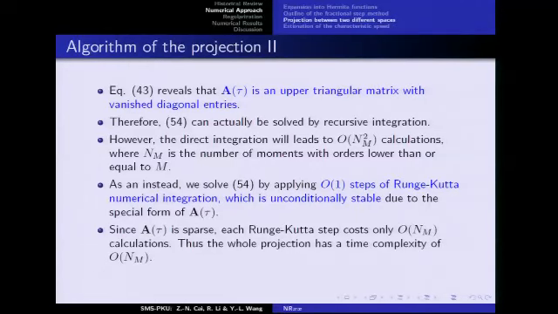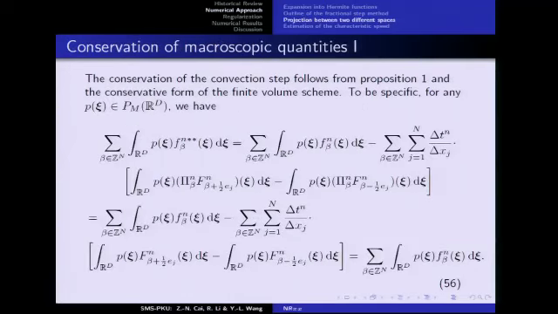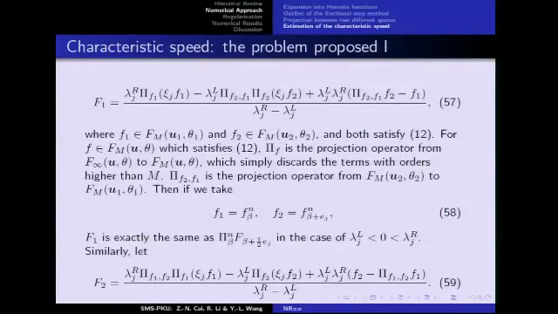And since the diagonal part of this matrix are all zeros, this longitudinal integration is unconditionally stable. So this makes the projection procedure cost only on this level. Then with this projection, we can apply the projection operator and bring it back to the calculation of the convection, and it can be verified that all the microscopic quantities will be conservative using this projection.